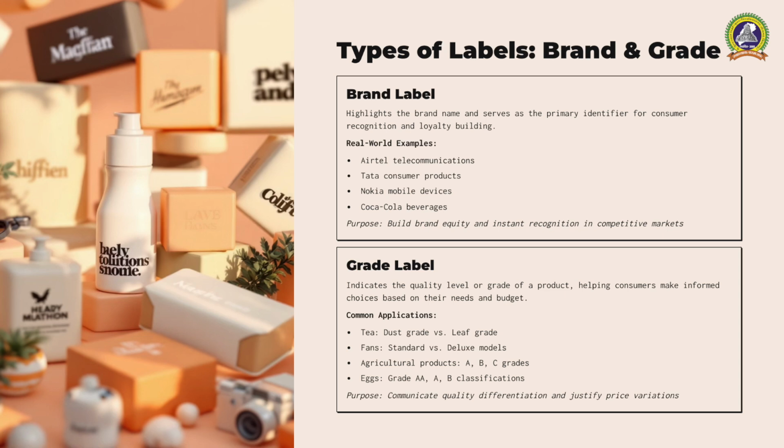Second, we have grade labels. Have you ever wondered how we distinguish between products of the same category but different quality levels? This is the function of a grade label. This label contains information on the product quality or grades, allowing the items to be categorized into different forms. It does not necessarily focus on the producer but highlights the product form. Common examples include labels on health drink, deluxe fan or a dusty versus leaf tea. These labels help the consumer assess the quality tier of the product immediately.